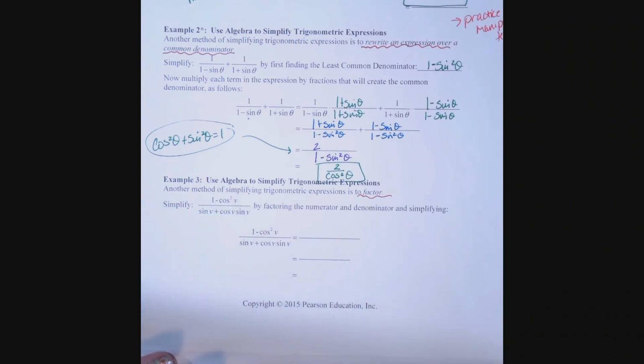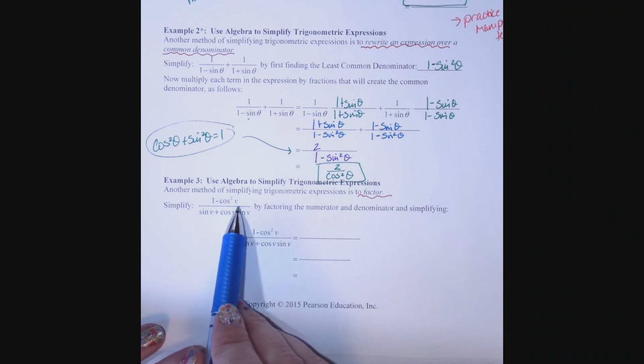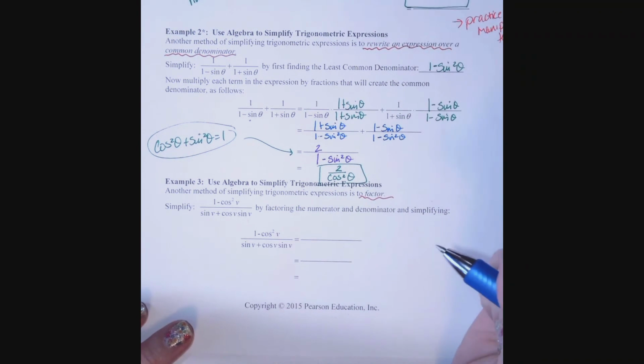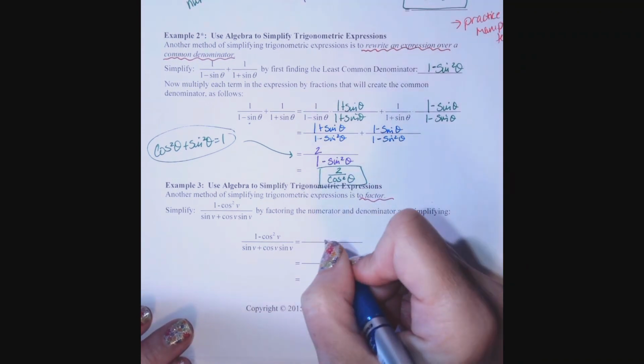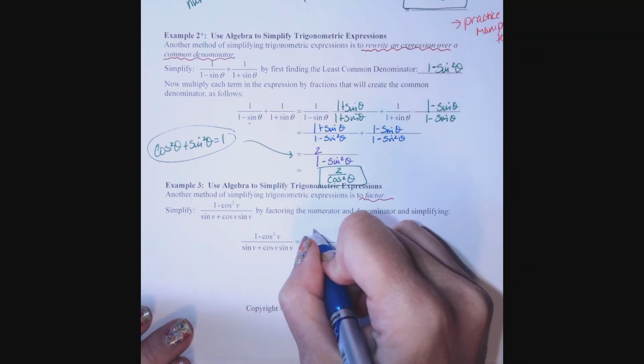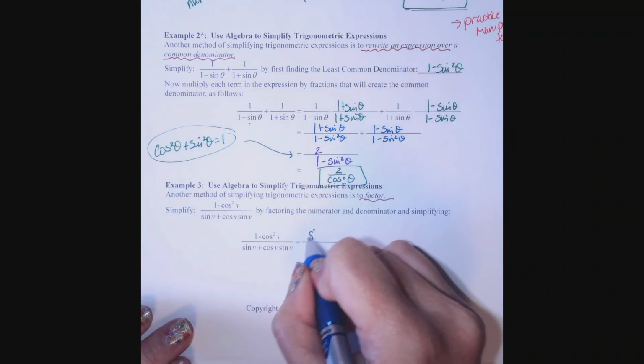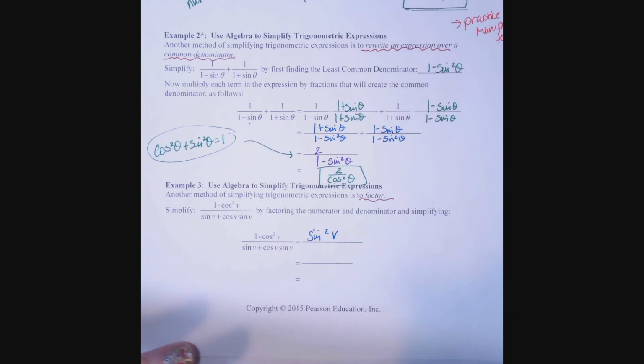Well, the numerator is a difference of squares. I could rewrite that in terms of sine, right? So cosine squared v is going to be the same thing as 1 minus sine squared v. So if I do 1 minus cosine squared v, 1 minus cosine squared v is sine squared v.